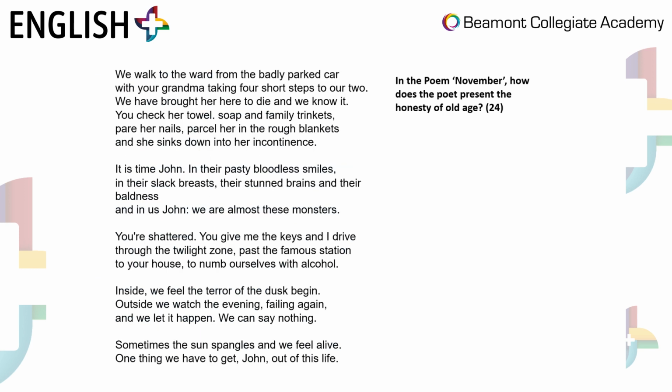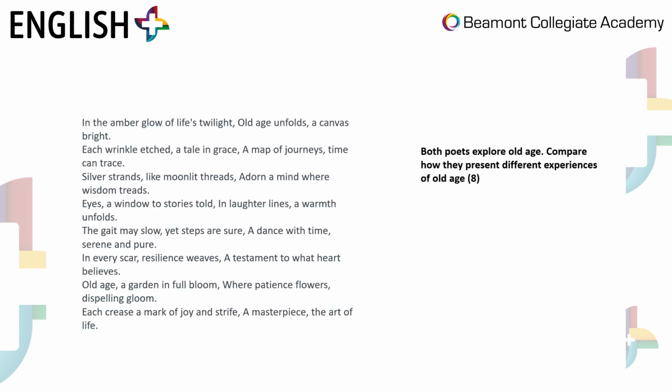And then finally, I've left you with one to practice with, my favourite poem of all time. It's a poem called November by Simon Armitage, and it focuses on the pain and the honesty of how difficult it is to care for people when they're old. It's very, very harsh language, very interesting use of language. And then we would compare that with a poem, again, that focuses on the effects of old age.